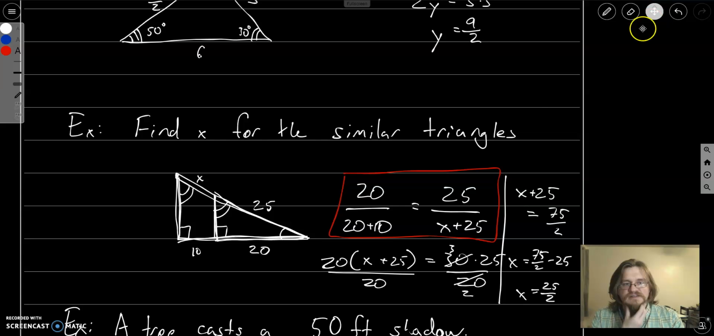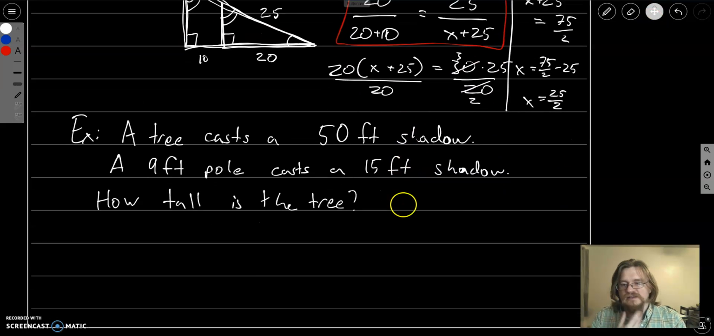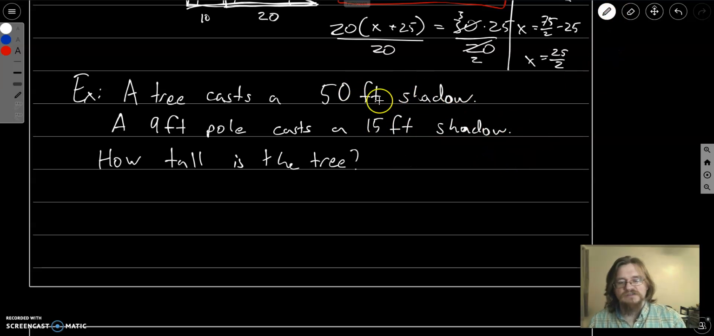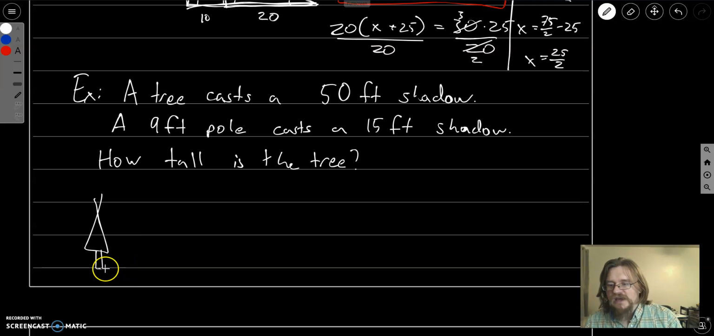The last question that I want to look at is this one. There's a question in the homework that's a lot like this, and I have to caution you, there are some hidden assumptions in here. But I'll draw a picture and sort of explain what's going on. So a tree is going to cast a shadow of 50 feet. So I can draw, say, like, we've got our tree, very bad tree, and it's casting a shadow. And our shadow is going to be 50 feet long.